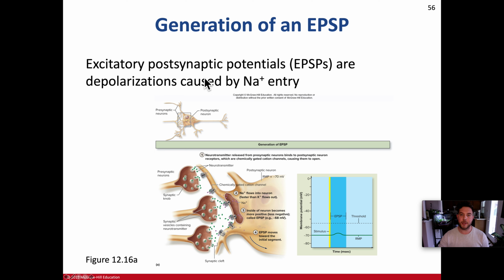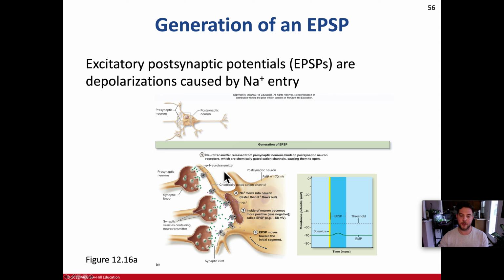So excitatory postsynaptic potentials are depolarizations caused by sodium entry. You see right here this yellow bar, we have our resting membrane potential, you have a stimulus, and then you just have this little blip. Again, it's going to be a small change. It's going to be a brief change. These are graded potentials, so it's not going to be an action potential. One signal, one EPSP on its own won't reach threshold. It'll just be a little blip, and then it'll go right back to resting membrane potential.